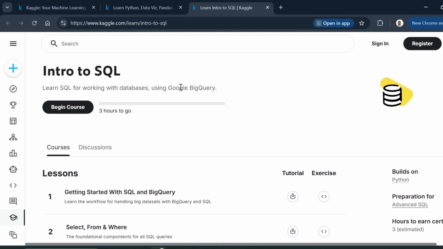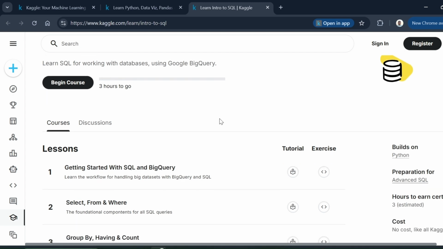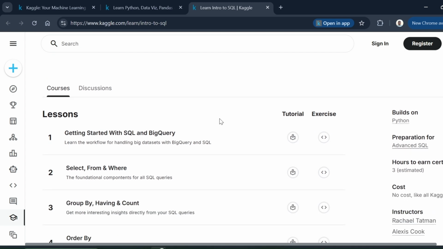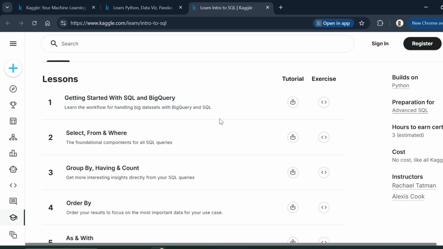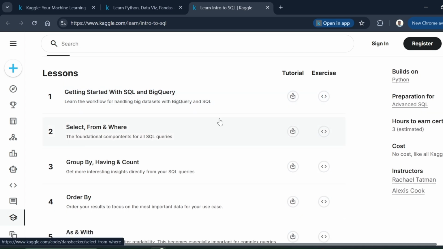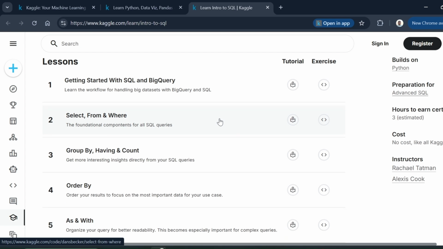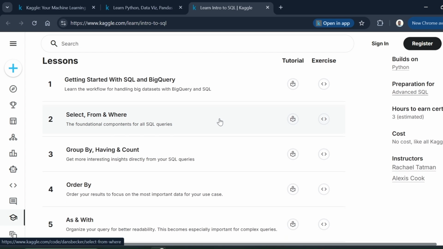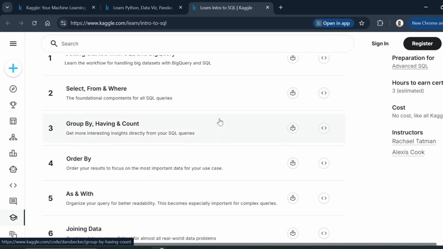But what I really like is how they teach you thinking in SQL. Instead of just memorizing syntax, you learn how to ask questions like which customer bought the most, which product has the highest price. They also introduce you to working with real data sets, not just theory. And every concept is followed by hands-on exercise, so you immediately apply what you learn. And by the end of this course, you will be able to write basic queries confidently, which is a huge step for beginners. The Intro to SQL consists of 6 lessons.